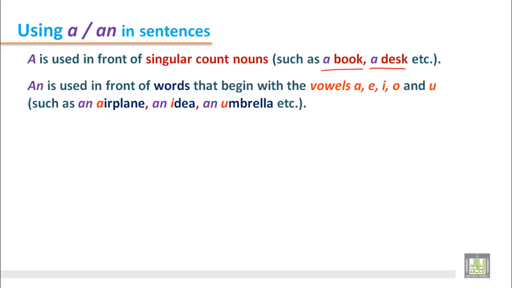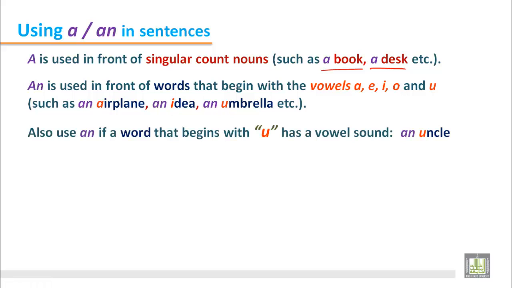Here we find this word airplane starts with A. An idea. And in this word we can find I begins the word. An umbrella. And there is also a vowel in this word and it begins the word. So we have to put an instead of a. Also use an if a word begins with U and it has a vowel sound, like an uncle.